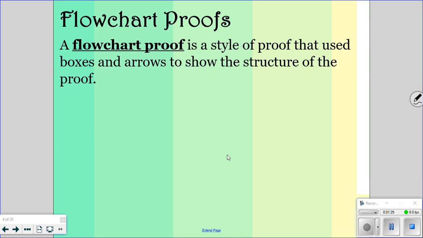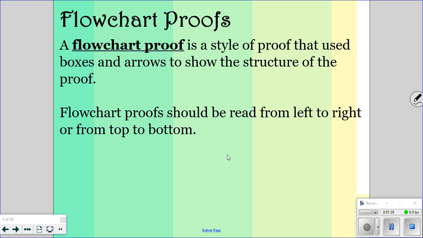Okay, so a flowchart proof is a style of proof that uses boxes and arrows to show the structure of the proof. So we're going to use boxes and arrows. Your flowchart proofs should either be read from left to right or from top to bottom. Typically, top to bottom is how the book is going to set them up, but you can make them go from left to right if you would rather.